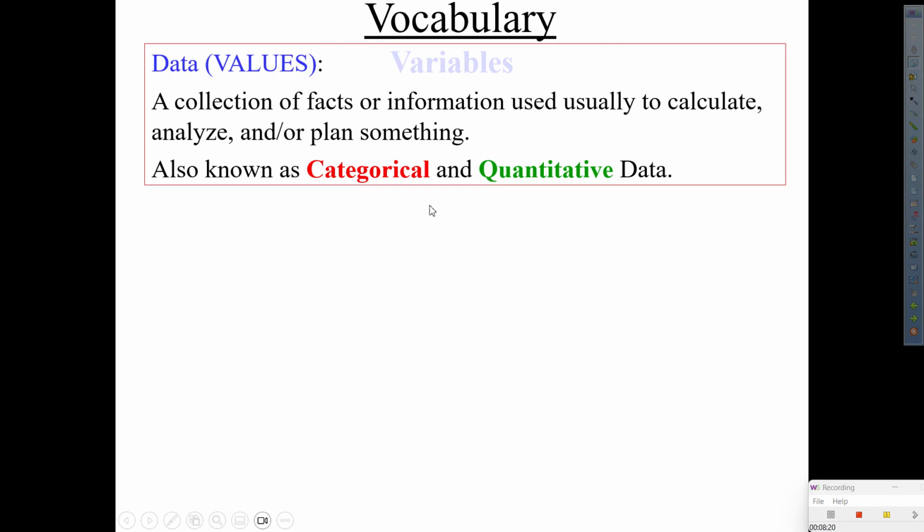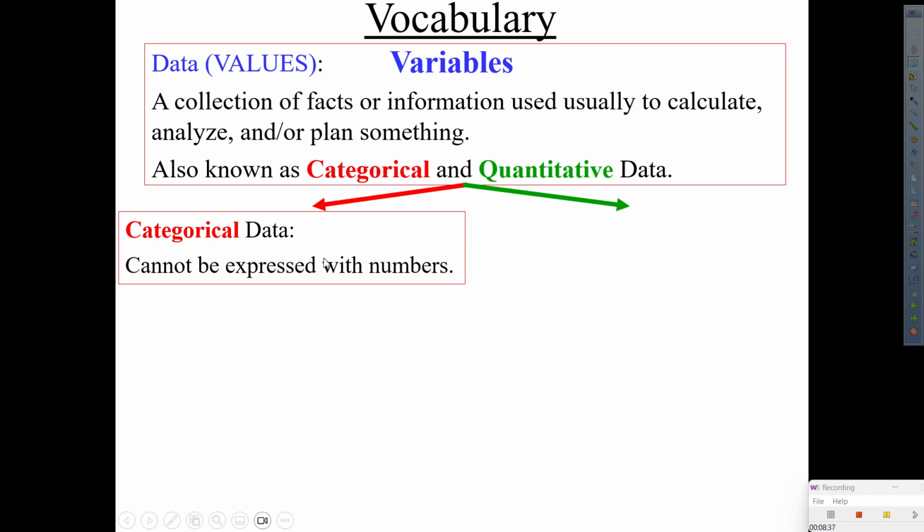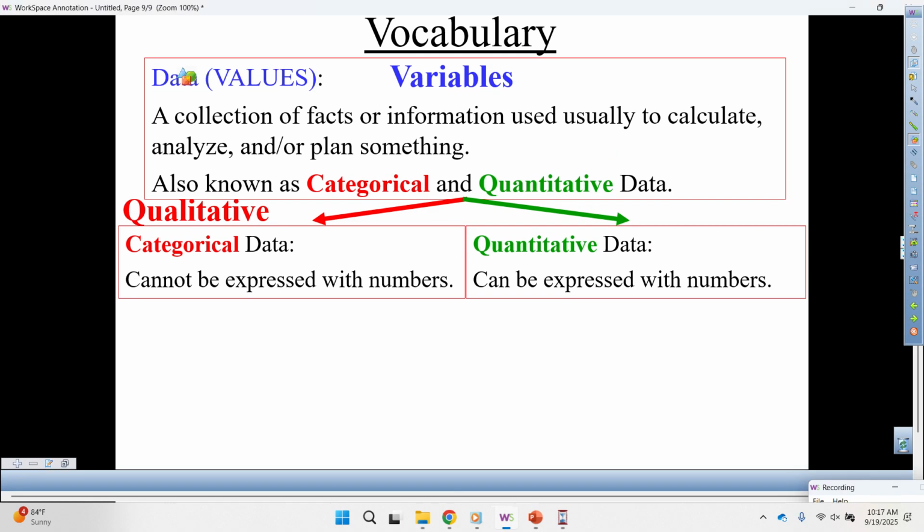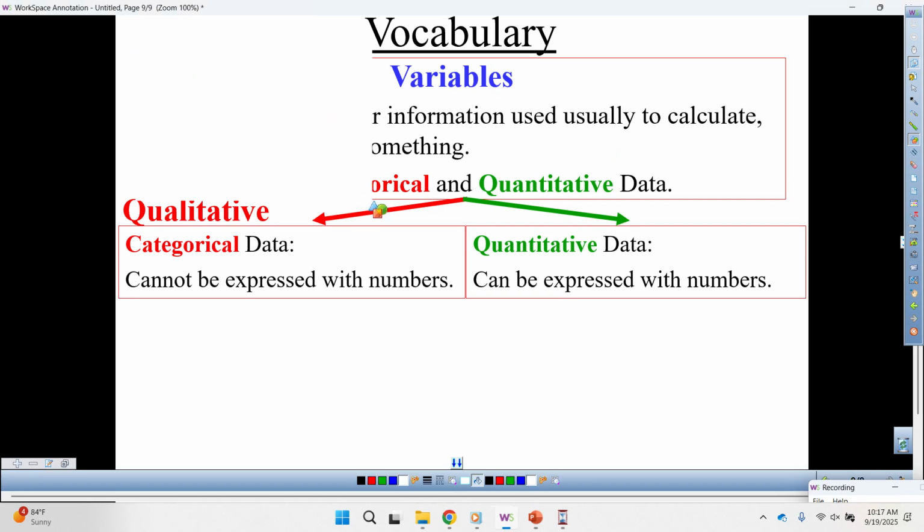So watch. By now we know what categorical is. Is that correct? For the sake of time, we know that it's stuff that cannot be expressed with numbers versus quantitative, which is what? It can be expressed with numbers. So far, so good, yeah? However, today I'm going to change the name of categorical. Look up. Categorical now is going to be qualitative. Qualitative.